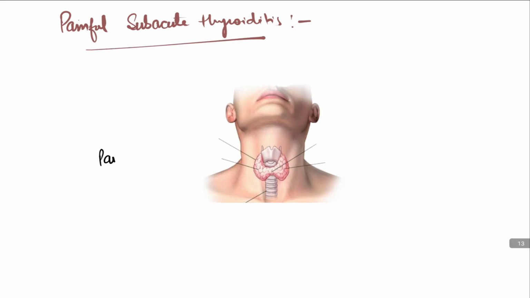In case of painful subacute thyroiditis, the hallmark is pain in front of the neck, often radiating to the jaw and ears. The thyroid is tender to touch and may be swollen.